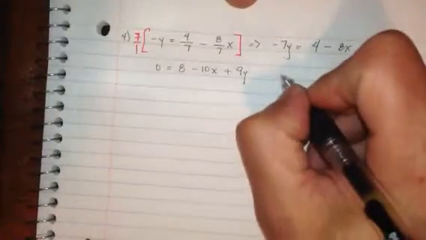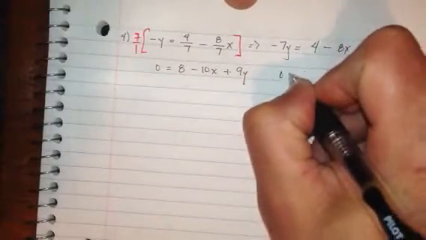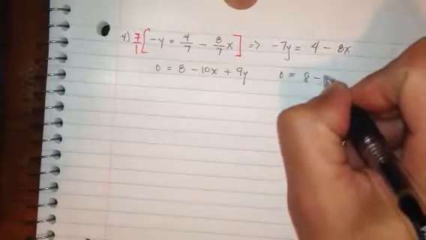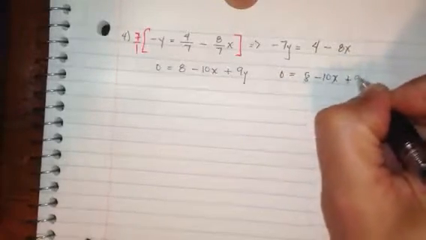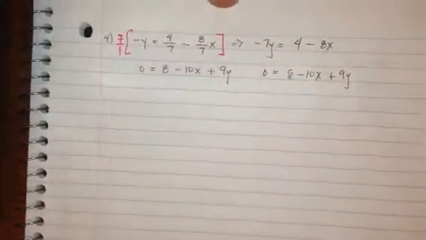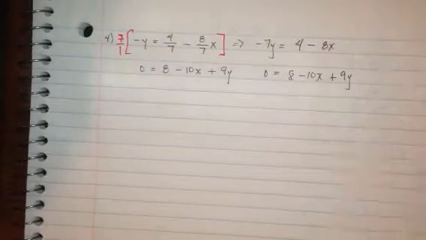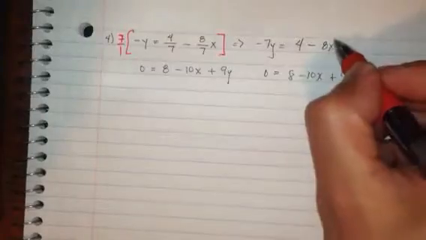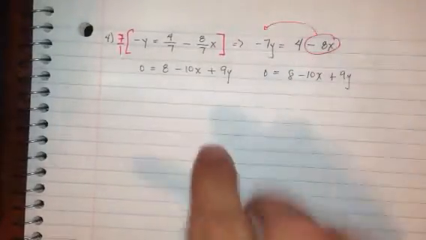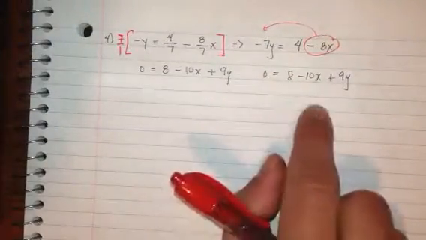And now you have on the bottom, you have 0 equals 8 minus 10x plus 9y. Okay, so now we have that. I'm going to go ahead and rearrange it just like I did the other one. So remember, we want the x first, then the y, then equals the constant.